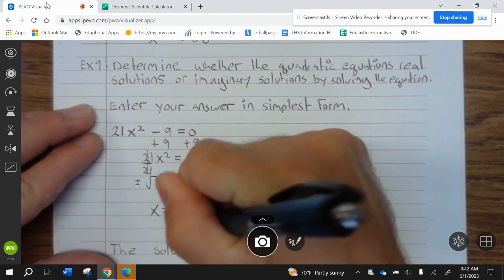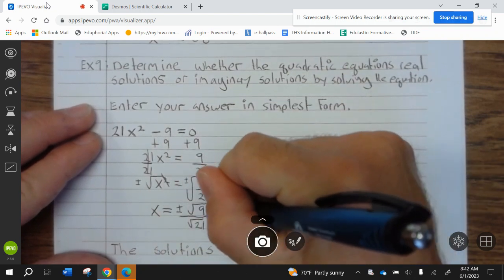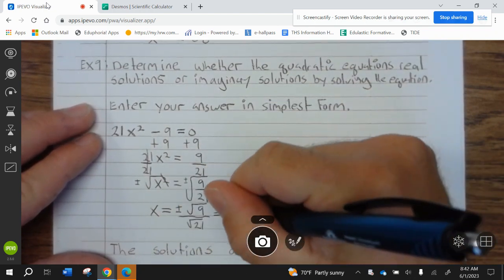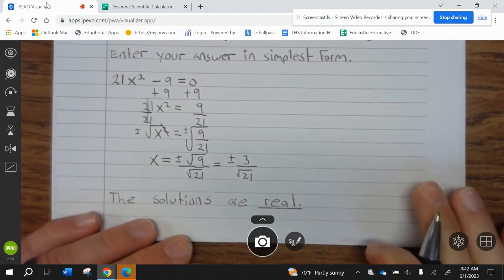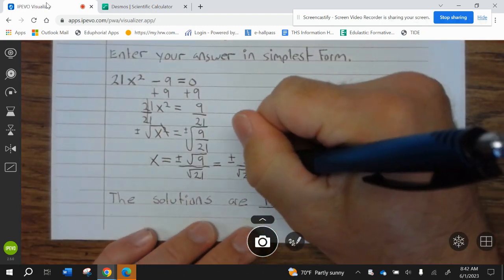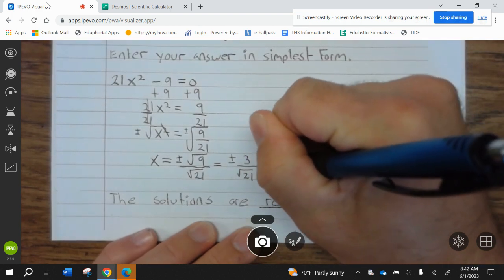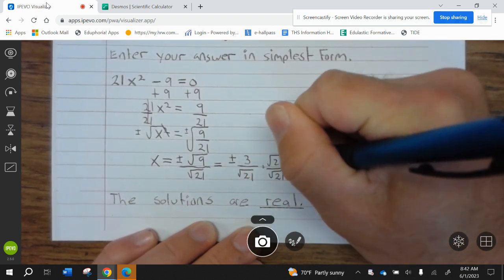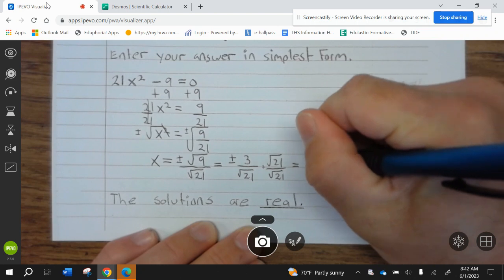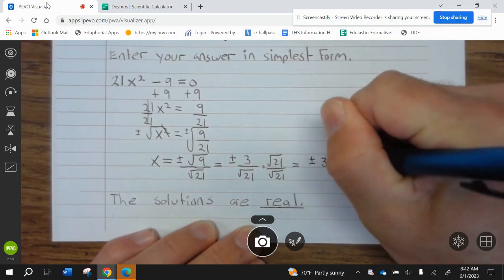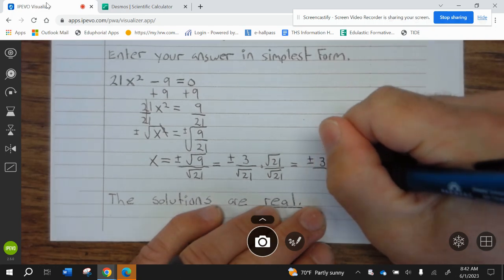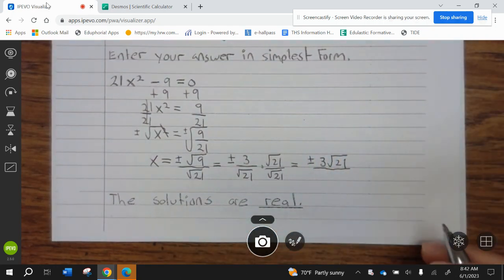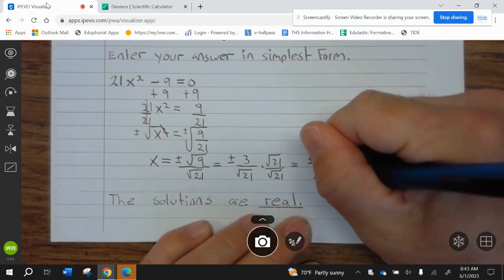root of 21, which is plus or minus the square root of 9 is 3 divided by the square root of 21. Now you can't have square roots on the bottom, so we need to multiply this by square root of 21 divided by square root of 21. So that's plus or minus 3 square roots of 21 divided by 21.